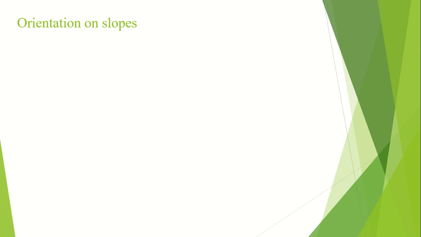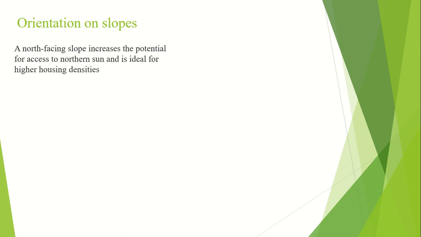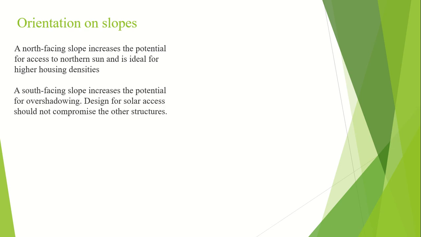Orientation on slopes. A north-facing slope increases the potential for access to northern sun and is ideal for higher housing densities. A south-facing slope increases the potential for overshadowing. Design for solar access should not compromise the other structure. South-facing slopes are often better suited to medium density.